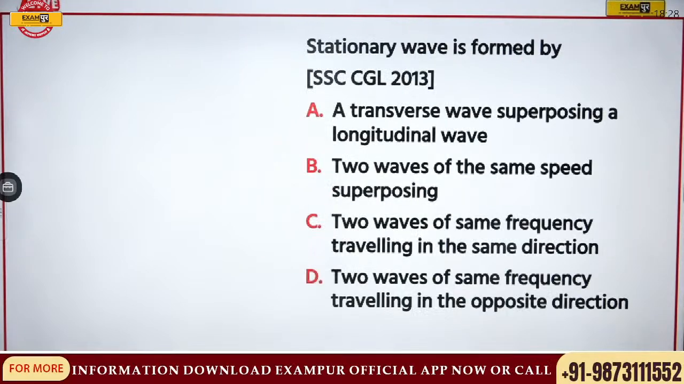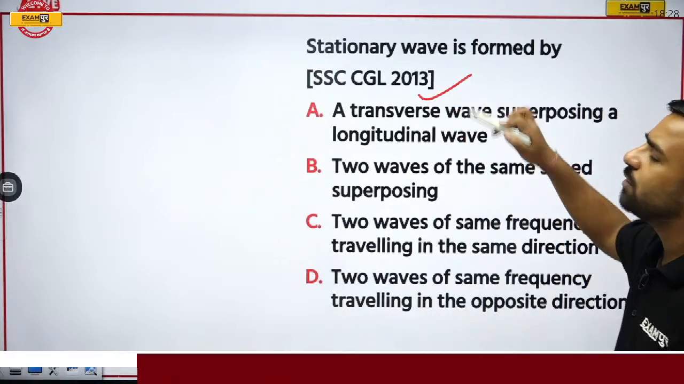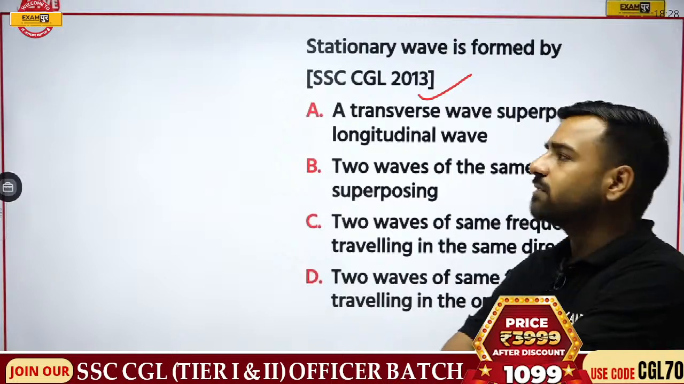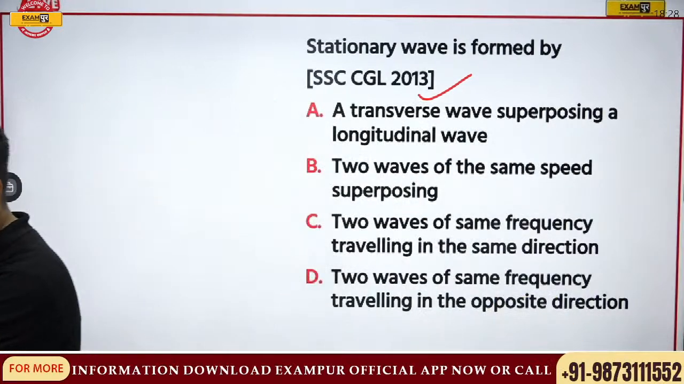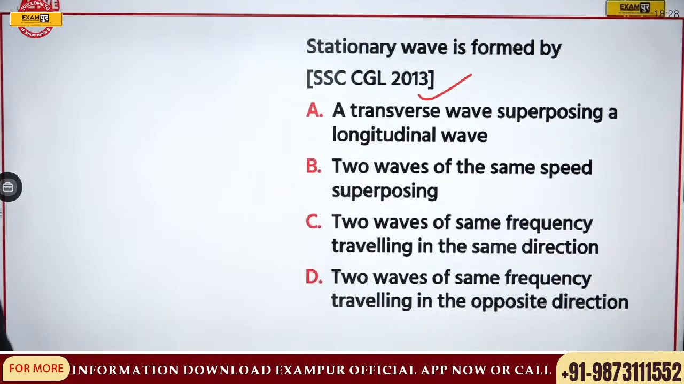Next, stationary waves are formed by dash. Now this is from CGL 2013. What is the correct answer? Stationary waves are formed by dash. What is the correct answer here?